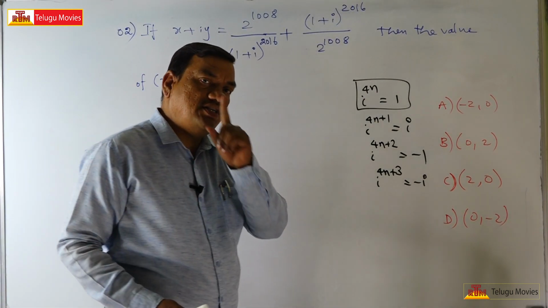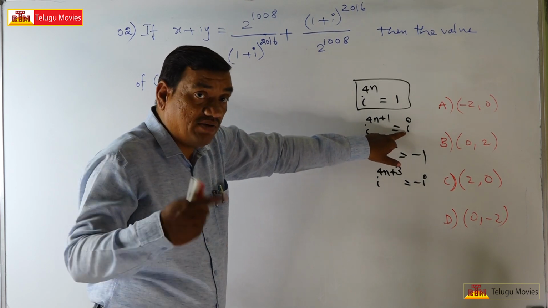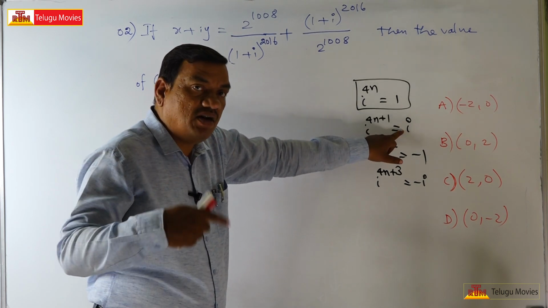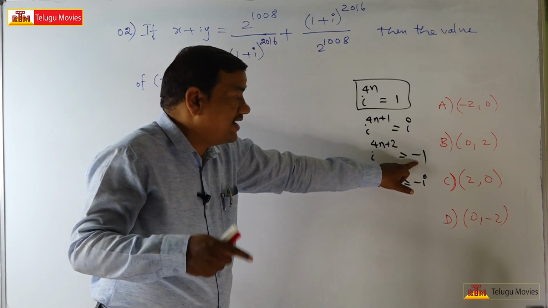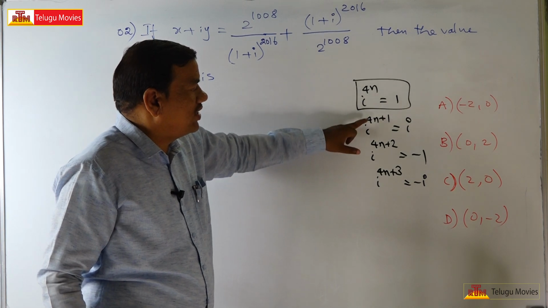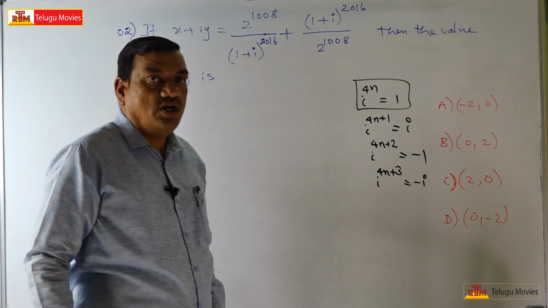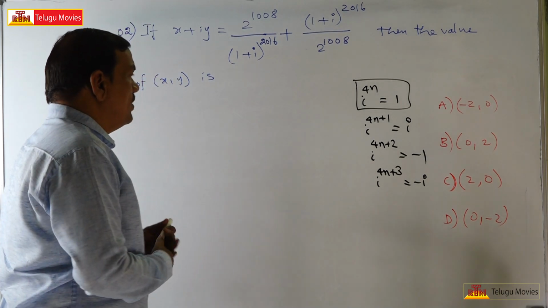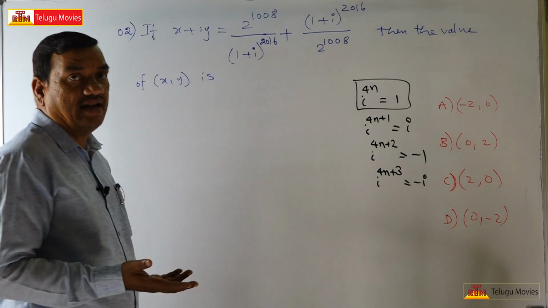i to the power of 4n is equal to 1, that everybody knows. Multiply with i: 1 into i is i. Multiply again with i: i into i squared is minus 1. Multiply again: minus 1 into i is minus i. Understand? So these are i to the power of 4n plus 1, 4n plus 2, 4n plus 3, consecutive integers. Whatever the number may be, iota to the power of 4n, four times n, is a multiple of 4.